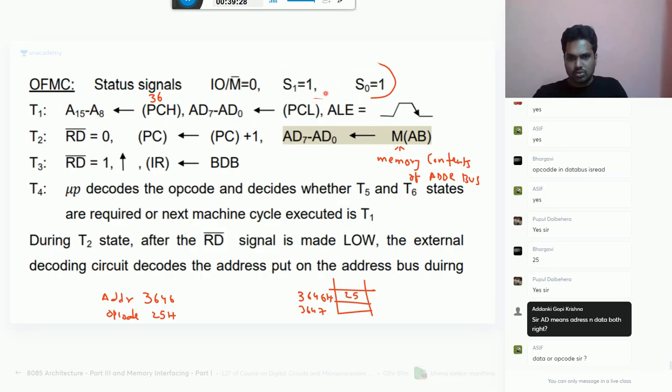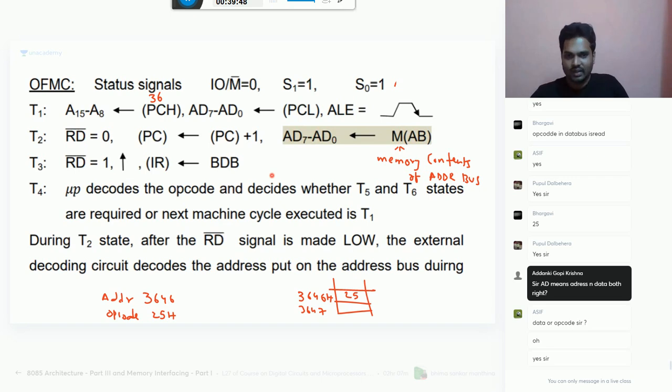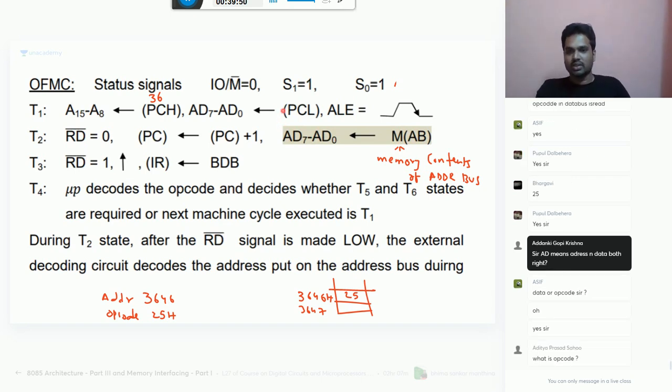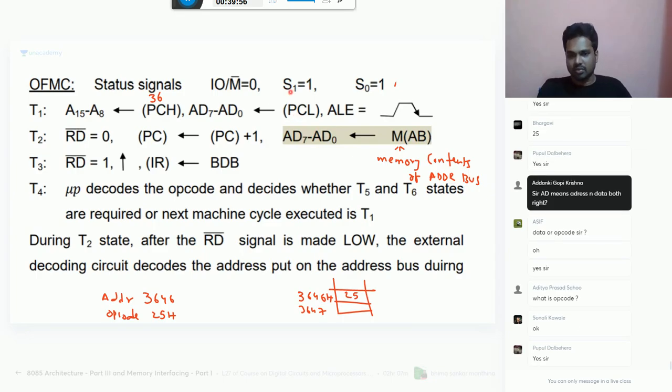Yes, Gopi, it is multiplexed, so we use the name AD, address and data. Opcode is nothing but data. Data is nothing separate. Data can contain opcode, can contain anything. Data may contain an address also. It is you who are keeping the name as opcode. Opcode will tell you the operation to be performed. It is the machine code for the computer to do the job. How to make opcode, etc., we will discuss later.